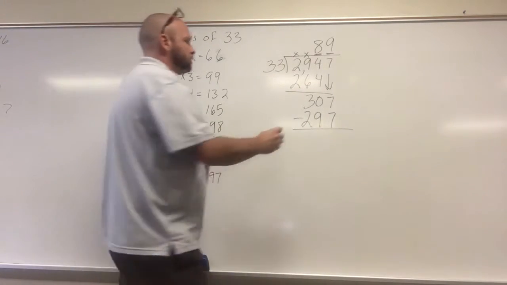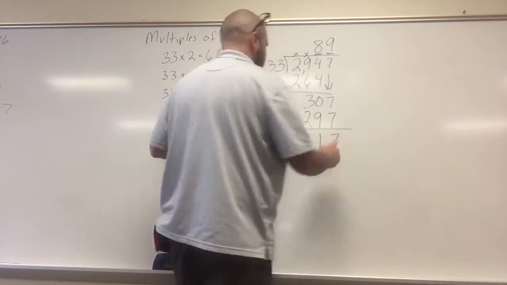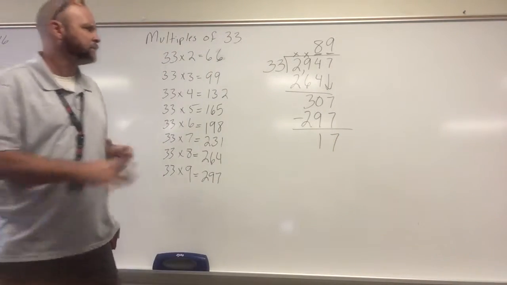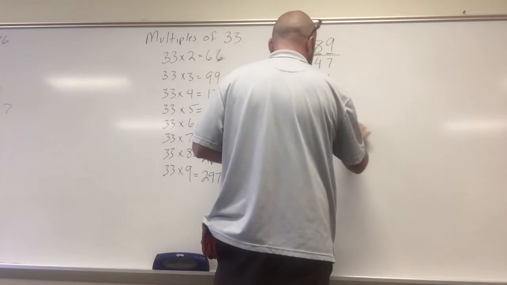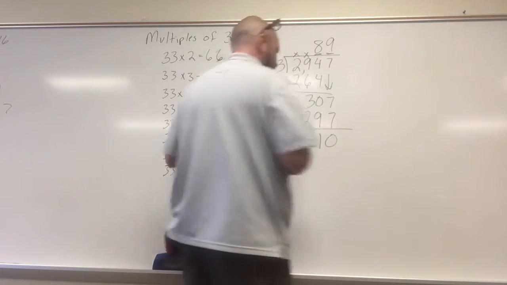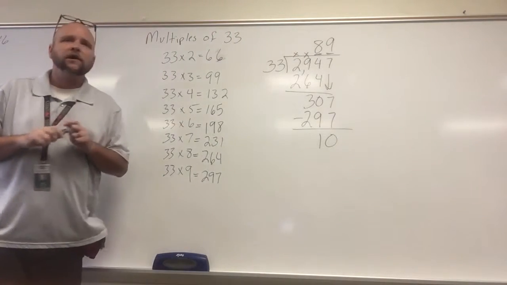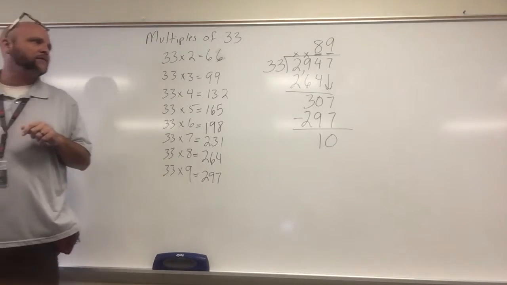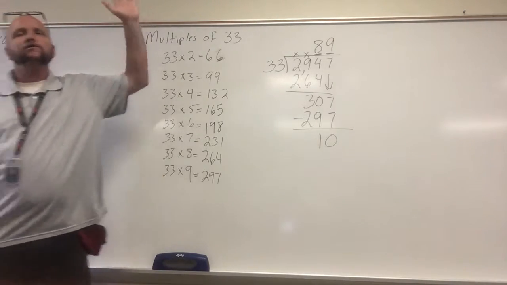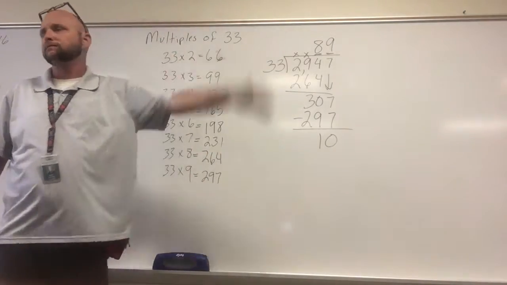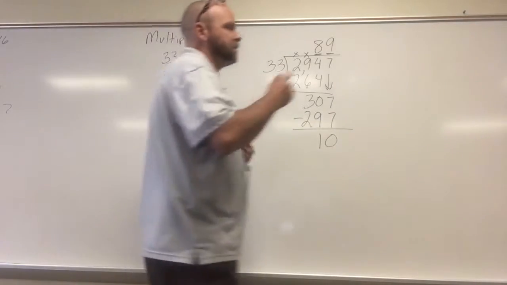And so that equals 17. Or not 17, 10. My bad. 307 subtract 297 equals 10. Do I have anything else to bring down? No. So that makes 10 my remainder.